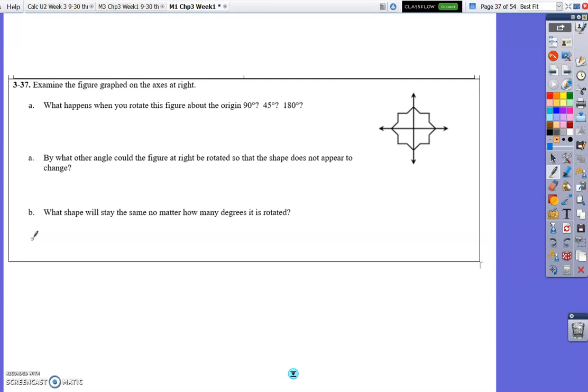What shape will stay the same no matter how many degrees it's rotated? That one is the perfectly symmetrical shape. It is this. So if you don't know what that is, then I'm sad for you.